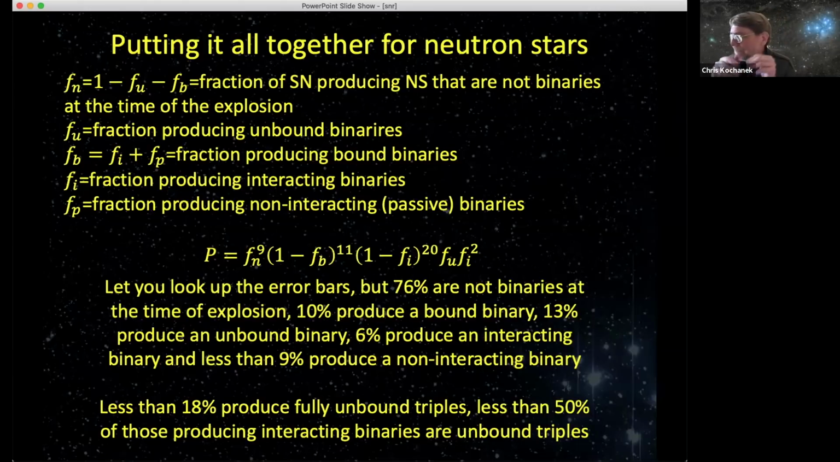And so then you can do your favorite way of doing this. But the bottom line, with big error bars, because you're not doing this with huge statistics, you get that 76% of them were not binaries when they exploded. 10% produced a bound binary, 13% produced an unbound binary, 6% produced an interacting binary, and less than 9% produced a non-interacting binary. And then for the triples, you get that less than 18% produce unbound triples, and less than 50% of those producing interacting binaries can be unbound triples.